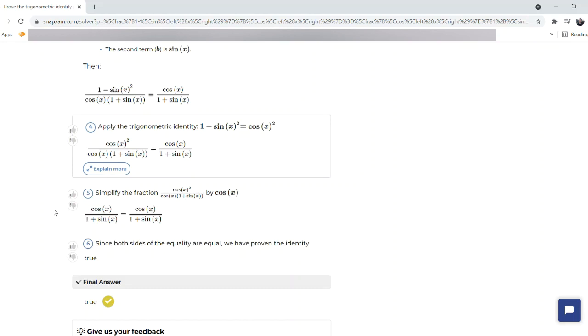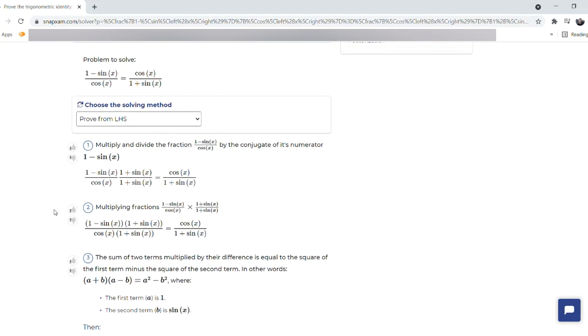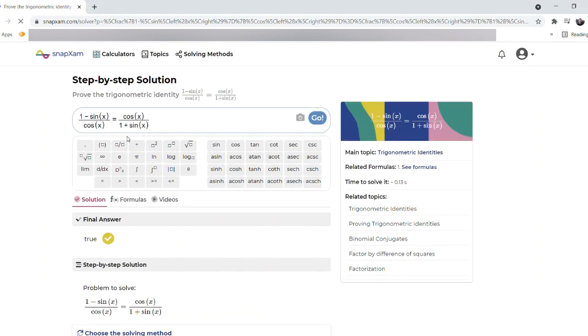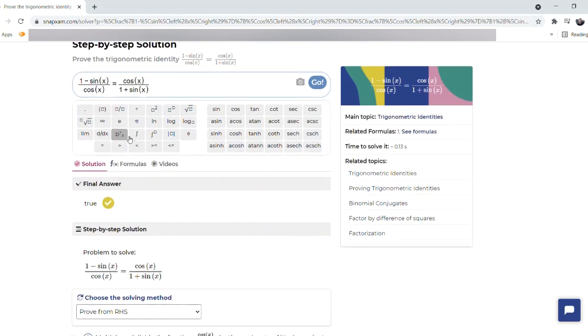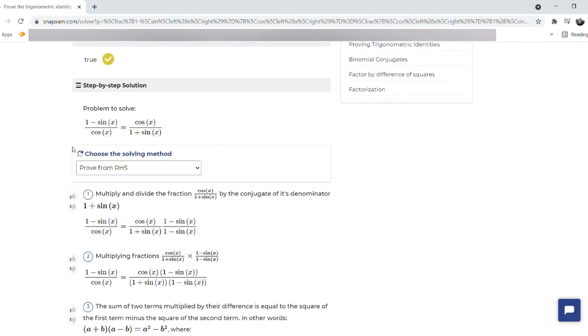Now let's do the same but from the right side, right? Because we are trying to see if we can reach the same answer from both sides. So we can click this select and change the method to solve from the right side. So we click here, and there we go. We also have achieved our answer. Let's see how the step by step goes.